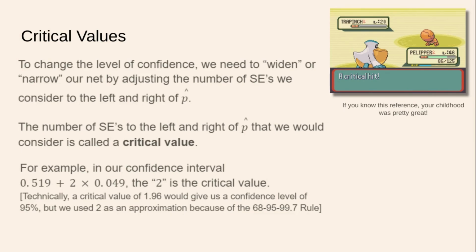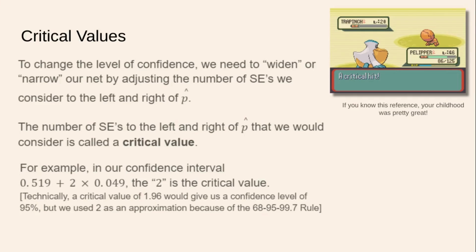For example, in our confidence interval, which you have seen a couple times now, the 2 is the critical value. Now, I use 2 in quotes because technically the critical value that would get me 95% confidence is 1.96, which rounds to 2. But technically it is approximately 1.96 standard deviations or standard errors. And that would give us the confidence level of 95%. But we use 2 as an approximation. Why? Because you already know the 68, 95, 99.7 rule.